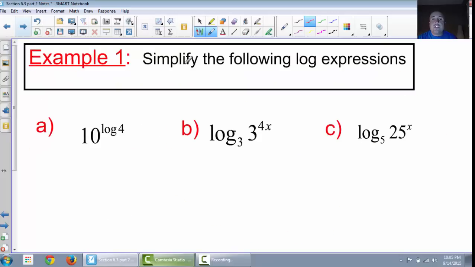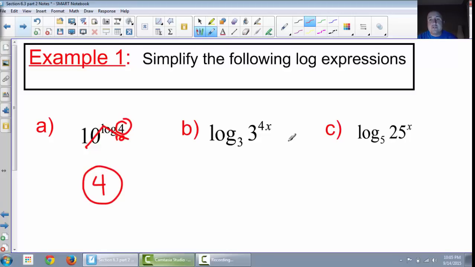Okay, so example 1, it says simplify the following log expressions. All right, so let's look at this first one. Now let's look at the log. Remember, if there's no base, we assume it's base 10. This is the common log that we learned in the last section. So when we have a base and a log with the same exponent, they cancel, and whatever is left over is our answer. So the answer to this one is 4.